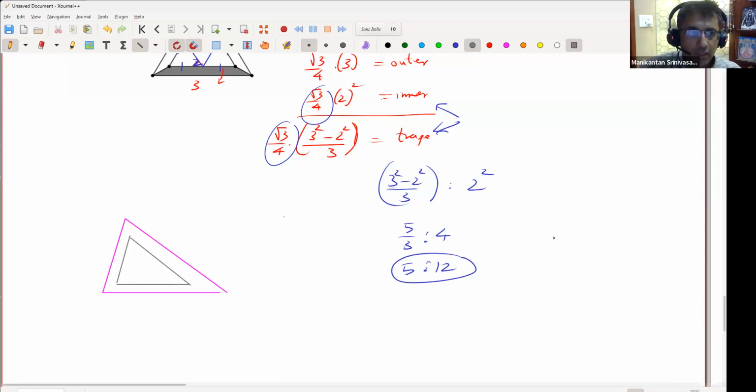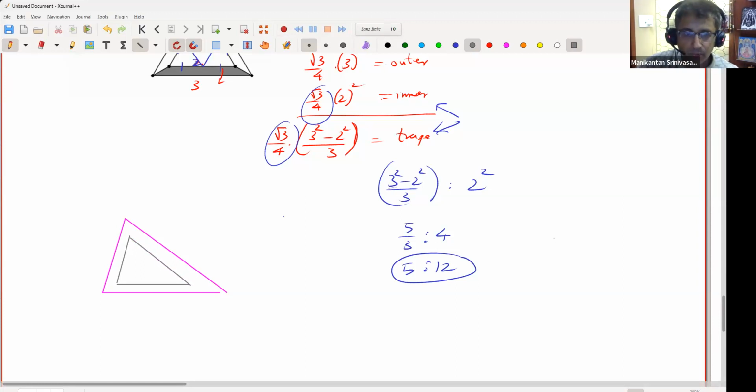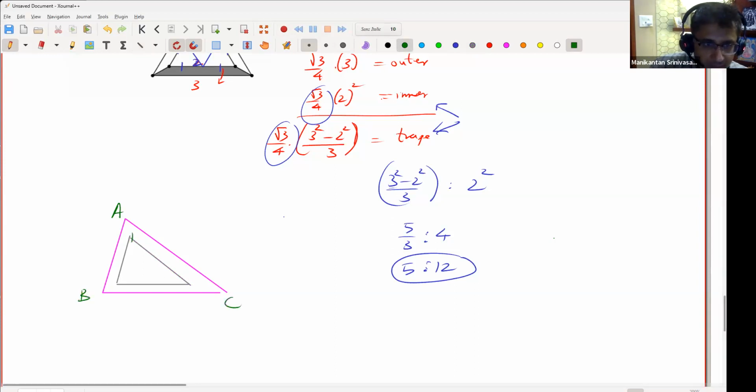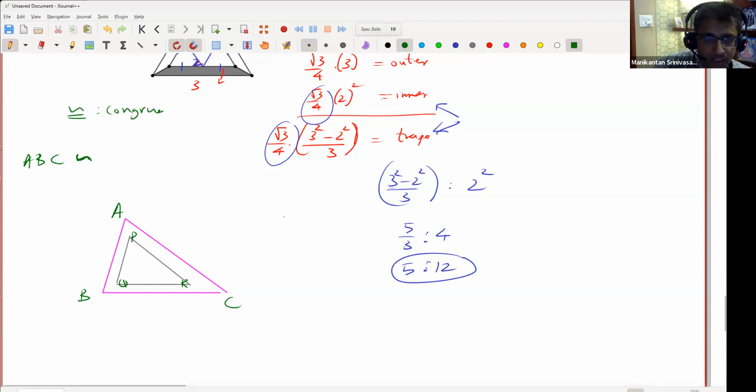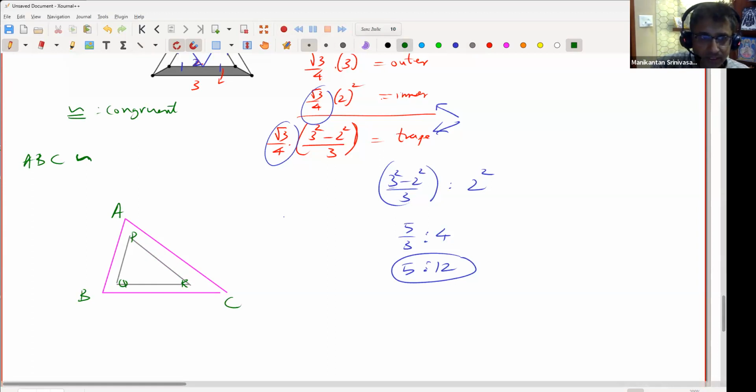Now it's good that you're bringing this approach. It's very useful, right? Now, suppose I'm framing a new question. So this is ABC, and this is PQR. Suppose the problem says ABC is similar to PQR. This symbol stands for congruent, which means the shape and the size must be the same. This stands for similar, which means the shape is the same, but the sizes need not be the same, right?